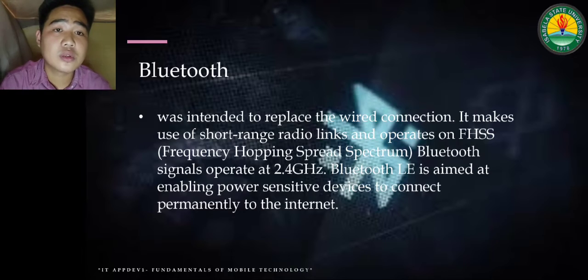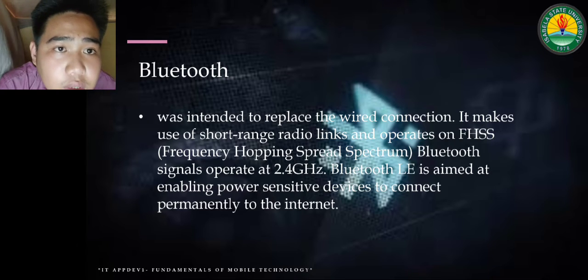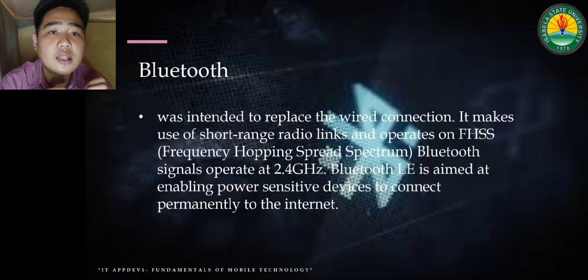What is Bluetooth? Bluetooth was intended to replace wired connections. It makes use of short-range radio links and operates on FHSS, or frequency hopping spread spectrum. Bluetooth signals operate at 2.4 GHz. Bluetooth LE is aimed at enabling power-sensitive devices to connect permanently to the internet.